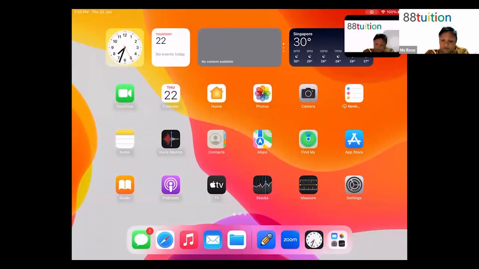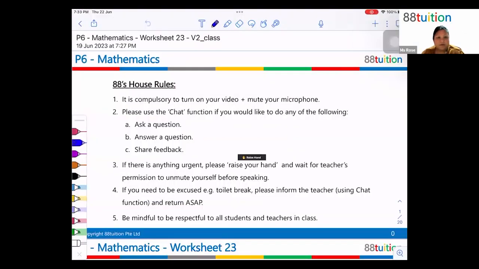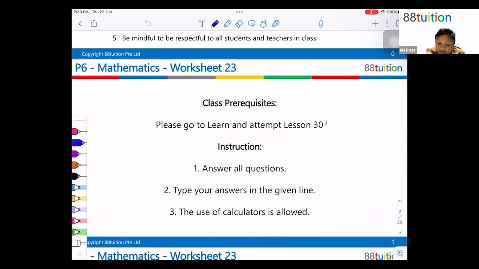All right, so we're going to do speed today. You can actually reference lesson number 30.